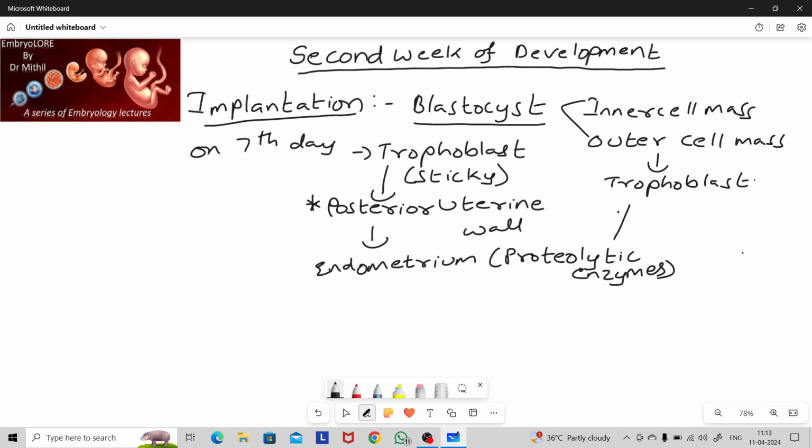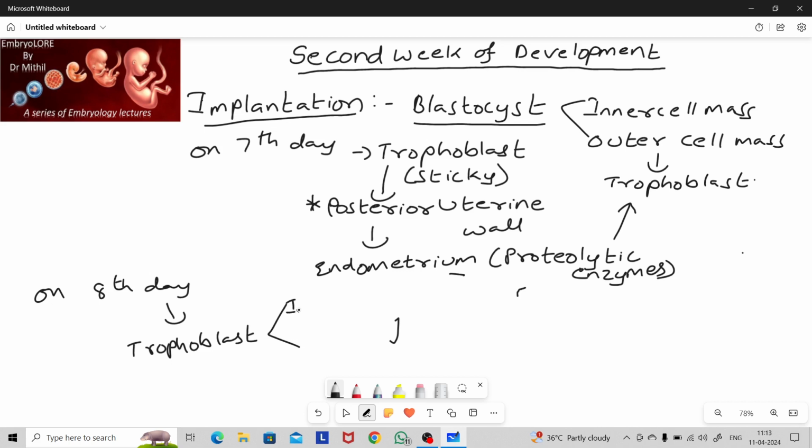So let us get a chart sort of thing. Endometrium is broken down by the proteolytic enzyme secreted by the trophoblast. And then on the eighth day, the next day, the trophoblast differentiates. Let me write it. So it differentiates. It's not division, it is differentiation.